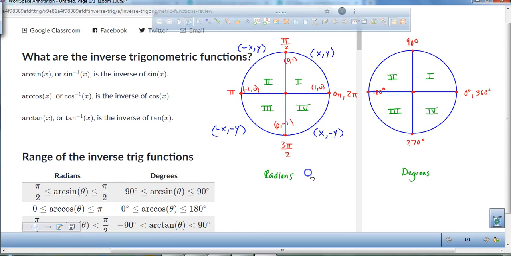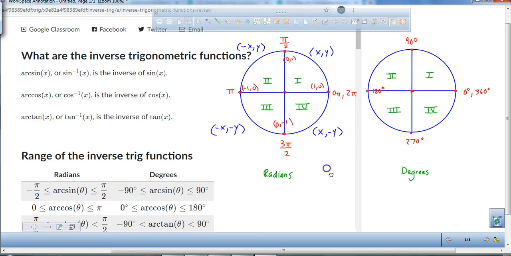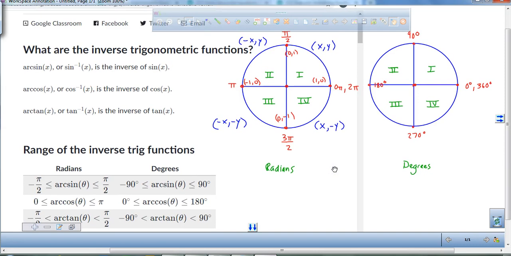When you're dealing with cosine, though, you're going to be dealing with from 0 to pi or from 0 to 180. So you're going to be dealing with quadrant 1 and 2, because that's where your x value is positive and that's where your x value is also negative. All right? The reason is that you're going to have multiple answers if you chose to do more than just those quadrants. But we'll get into that as we do some questions.